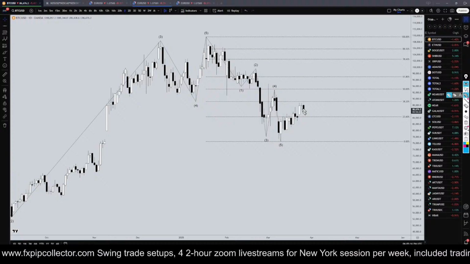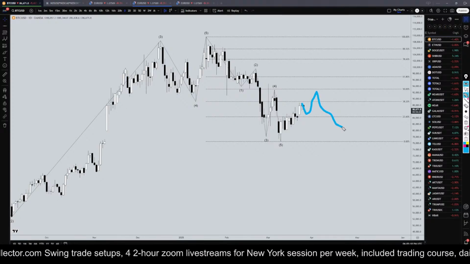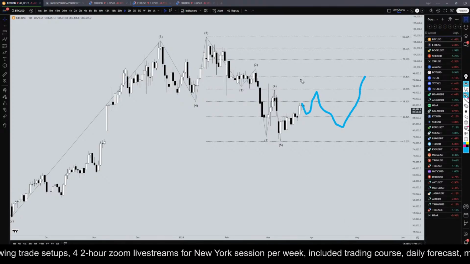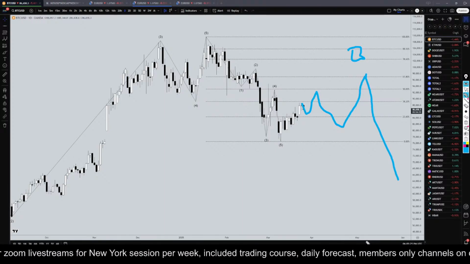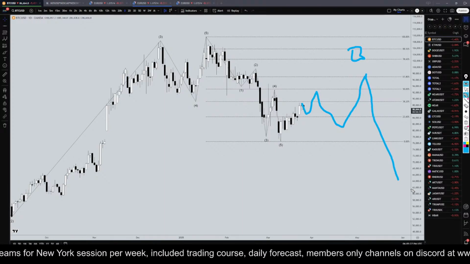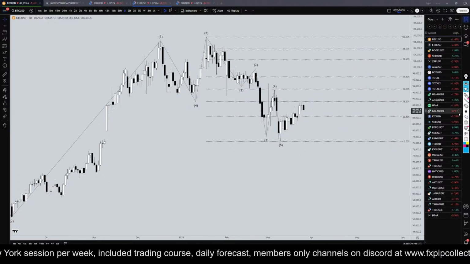I think it's going to look like this probably at some point, and that'll be a wave B, and then probably down again for a wave C. I think Bitcoin's going down quite a bit more. I think it could go down into like the 62,000 range, maybe even a little bit lower.